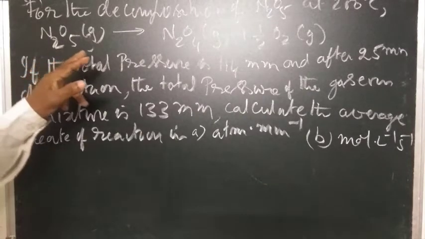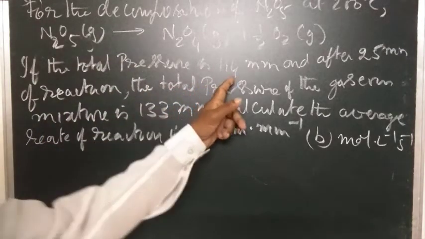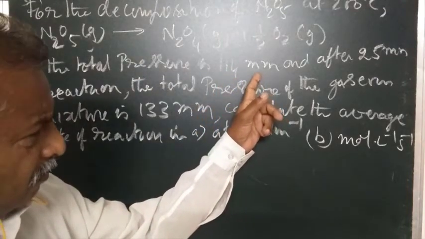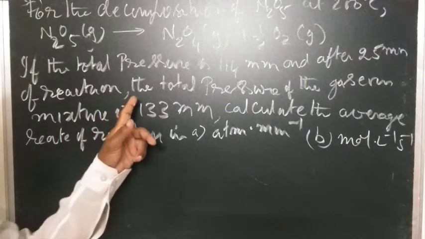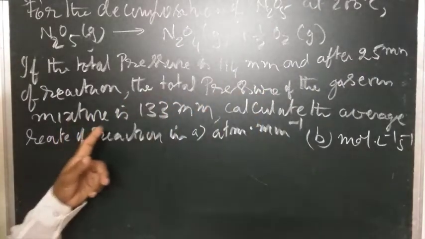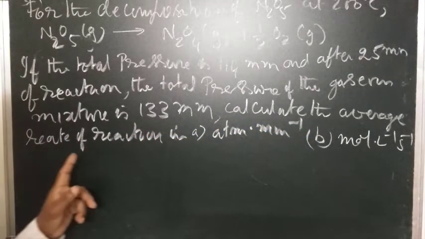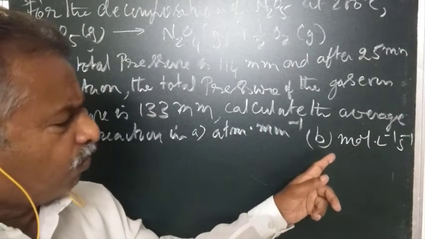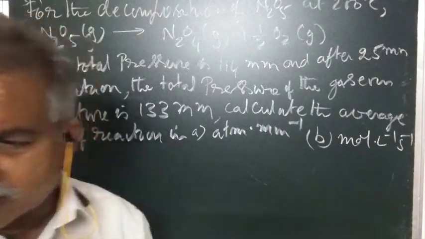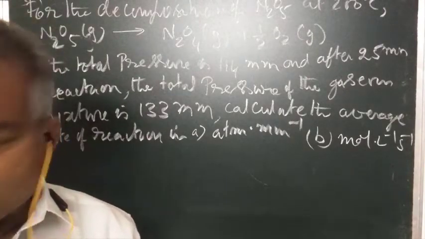Now the problem is, for the decomposition of dinitrogen pentoxide gas at 200 degrees centigrade, the reaction is N2O5 gas gives N2O4 plus half O2. If the total pressure is 114 mm and after 25 minutes of the reaction, the total pressure of the gaseous mixture is found as 133 mm. Calculate the average rate of the reaction in atmosphere per minute and mole per liter per second. Now let us work out this problem.